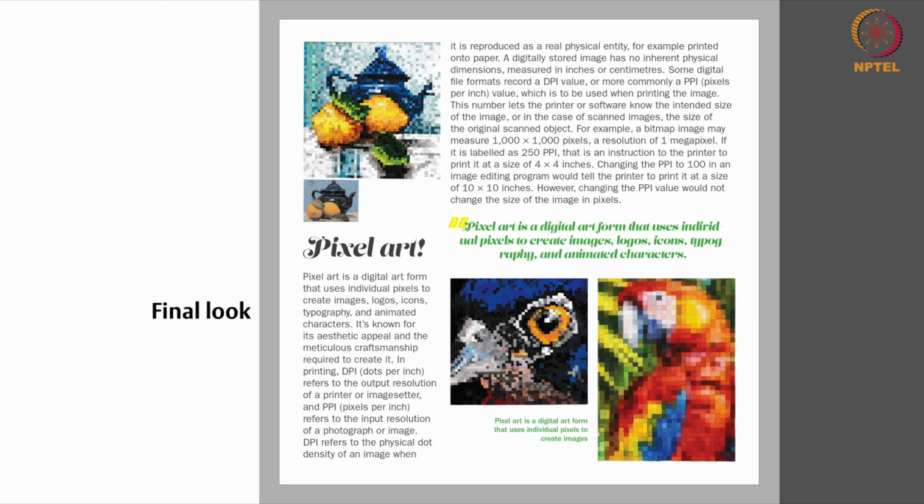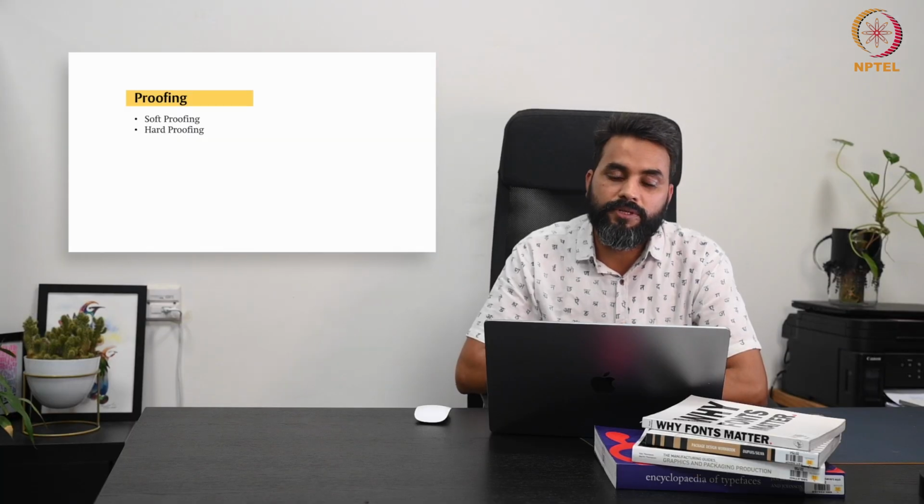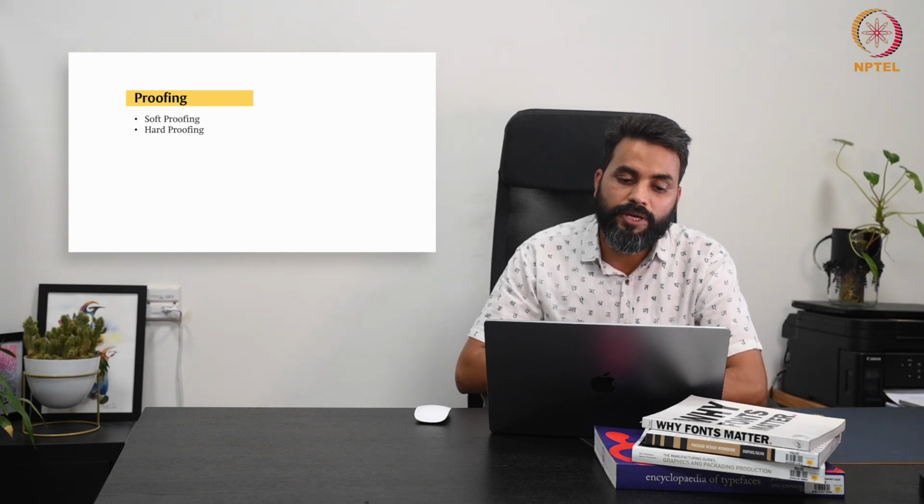Let us move ahead. So proofing is another important part. So not just preparation of file, but doing proofreading. So there are different kinds of proofing. So 2 types basically: soft proofing and hard proofing, right? So soft proofing is a digital preview of the design to check colors and layout. So where you are looking on the screen and then checking everything whether things are in place or not.